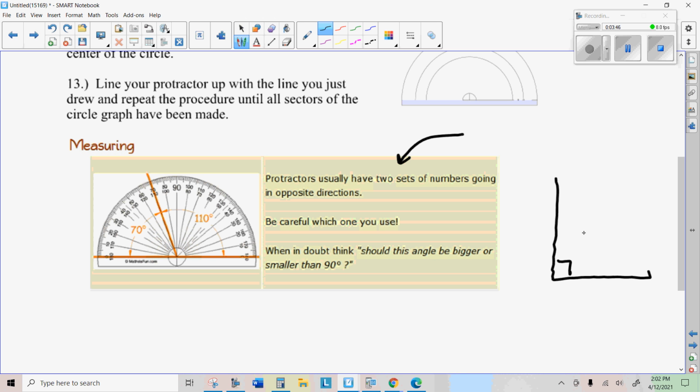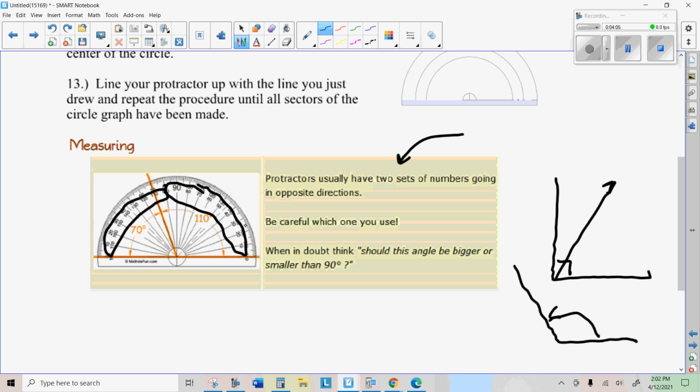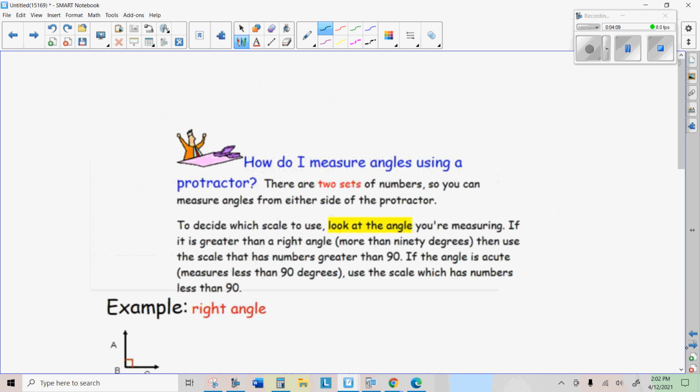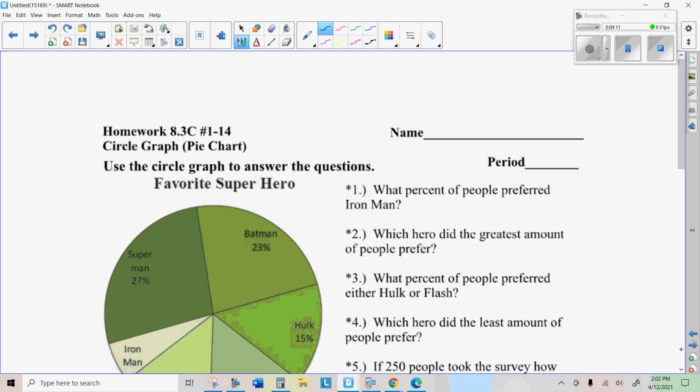If it's a smaller angle than that, then you're going to be using the part of the protractor between 0 and 90. If it's bigger than that, then you're going to be using these bigger numbers over here. And they're on both sides, so you can measure from each way. I've got a couple examples I'll do with you quickly, in case you've never used a protractor before.